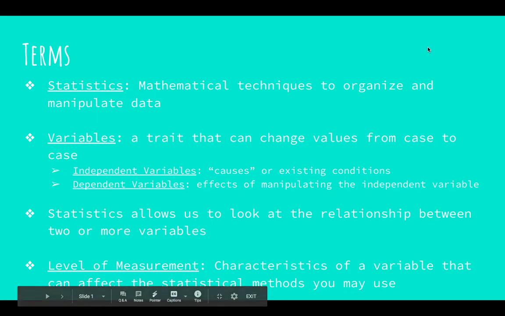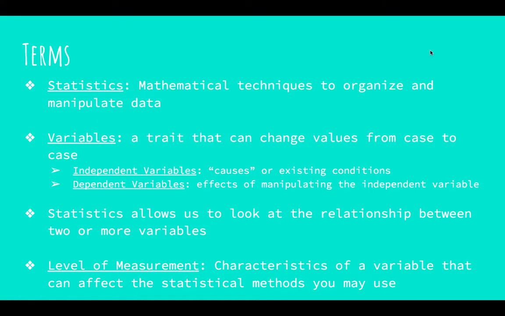So just to really quickly go over some basic terms that you need to know first in order to do statistics. Some of you may have already done some statistics. You may have taken 370 or the methodology class. But statistics are mathematical techniques that we use to organize and manipulate data. So we can look at the relationships between variables and look at how significant those relationships are. We can look at just comparing two variables together and seeing the effect that one might have on another.